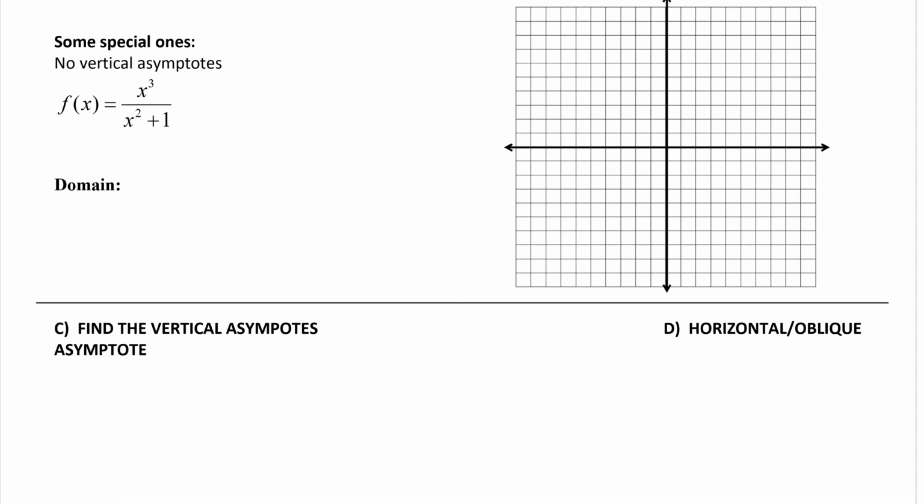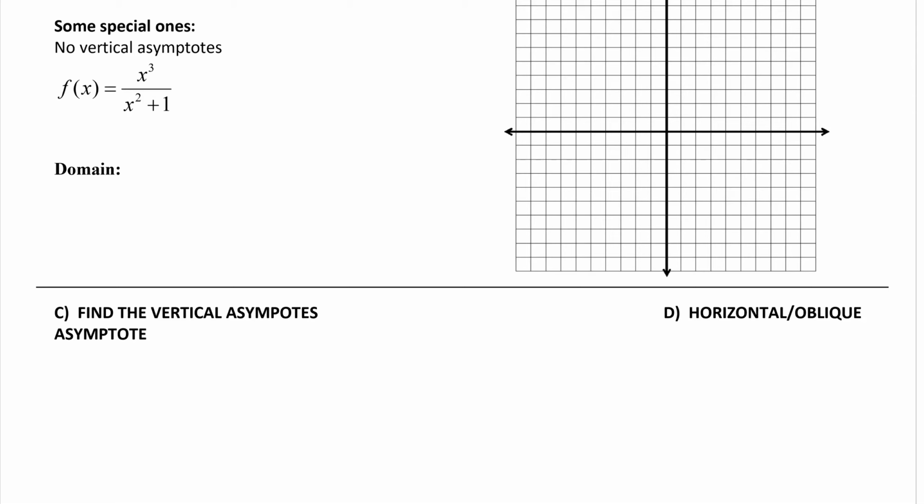All right, these are two special rational functions that we're going to be dealing with here. So our first one, we don't have any vertical asymptotes. And how you can tell there are no vertical asymptotes is if we set this equal to 0, we say that x squared plus 1 equals 0. And if we solve that, we get x squared equals -1.